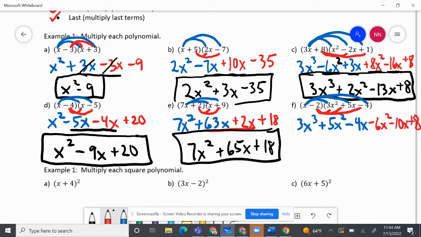What we're going to do is we're going to combine our like terms. 3x cubed is our only cubed value. We're going to look at our squared value, and we have negative x squared. And then what we have is the 4x and the negative 10x, which is negative 14x. And then we have plus 8.